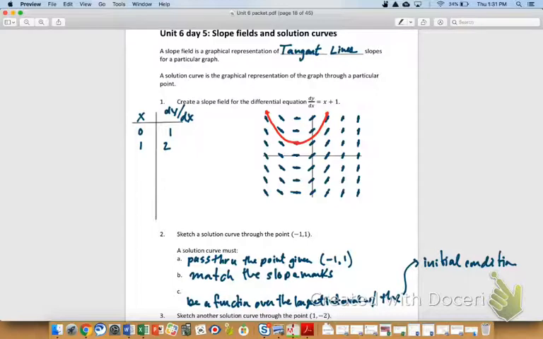It definitely will. Okay, so another solution curve it asks us to draw. Let's do that one too. It says sketch another solution curve through the point (1, -2). So (1, -2) is right there. That's not a very good color. Sorry, let me switch. So (1, -2) is that green point. Let's see if you can get that solution curve sketched in there containing that initial condition. I'll do my best as well.